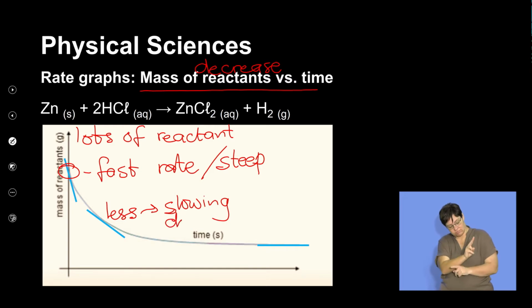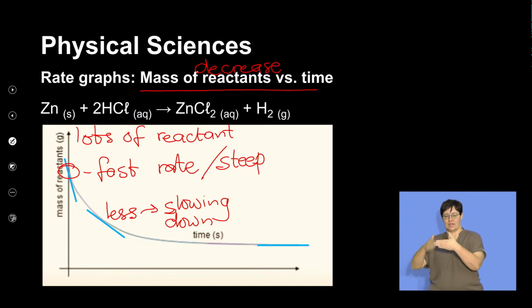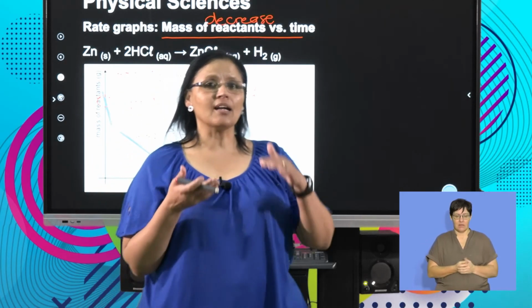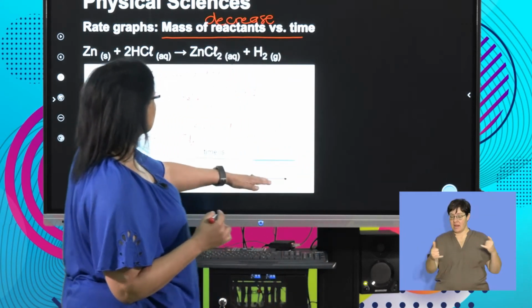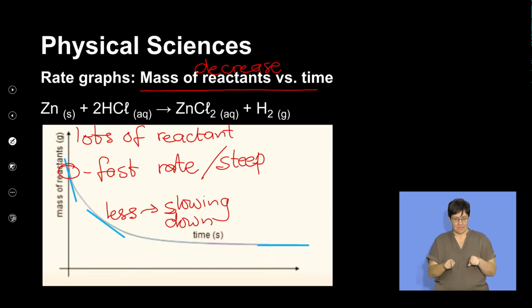The reaction is still happening, but it is slowing down, and it will go on until we get the parallel lines. And I said to you, if you have a parallel line to the time axis, that basically means that the reaction has stopped at that point.